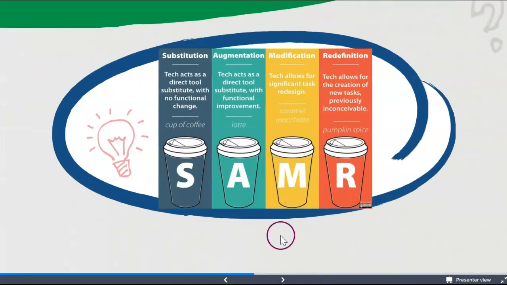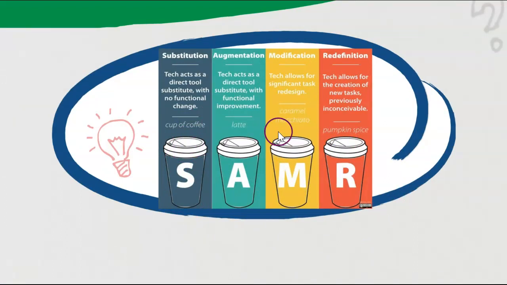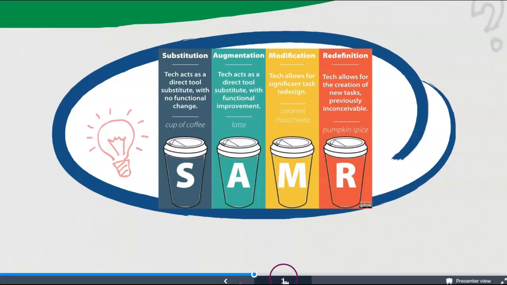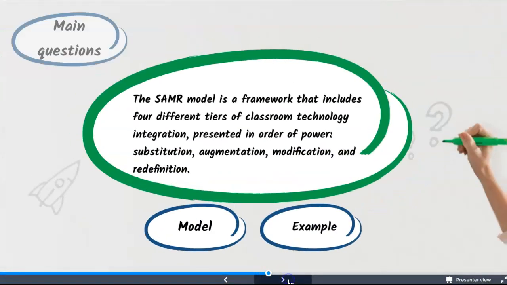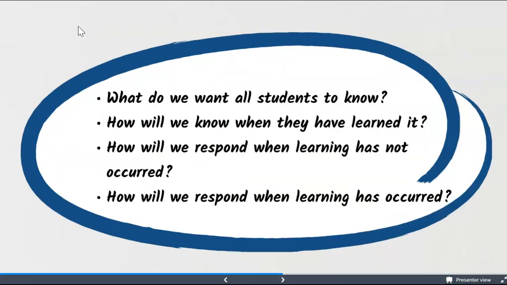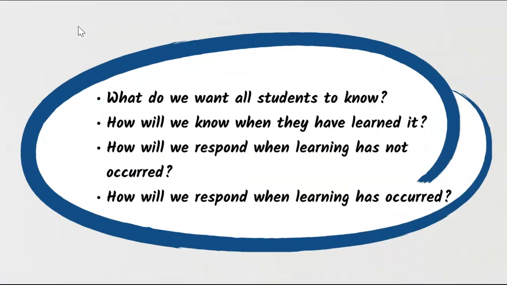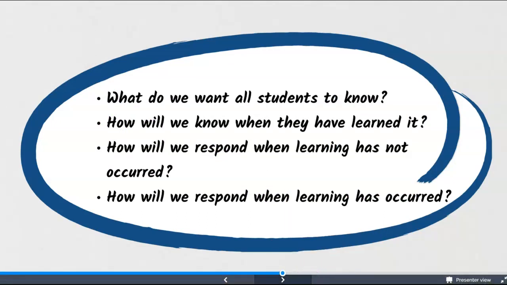So this is a great straightforward example regarding coffee. This is a great reference, again, if you want to incorporate the SAMR model. Main questions to consider when wanting to utilize the SAMR model. What do we want all students to know? How will we know when they have learned it? How will we respond when learning has not occurred? And lastly, how will we respond when learning has occurred?